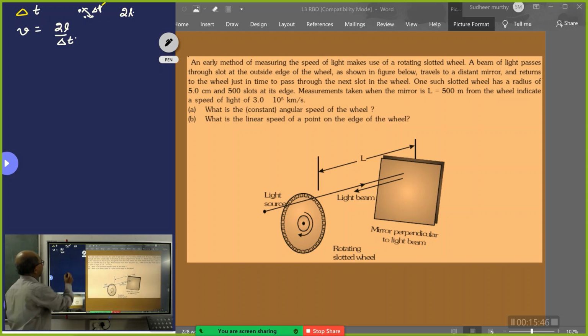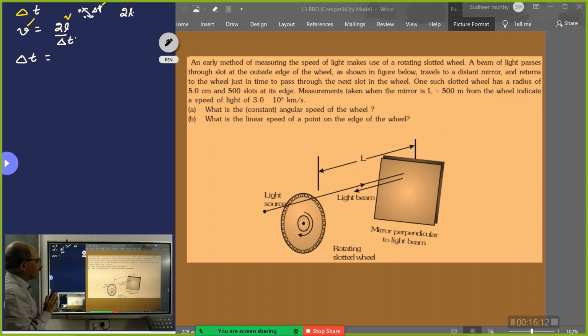Now, in this case, L is given, and V is given. V you have to find out. No, sir. We have to calculate the angular speed of the wheel. Okay, the velocity of light is given. So from this you will find out delta t. Fine. You found out delta t.